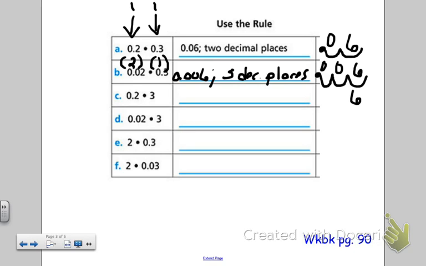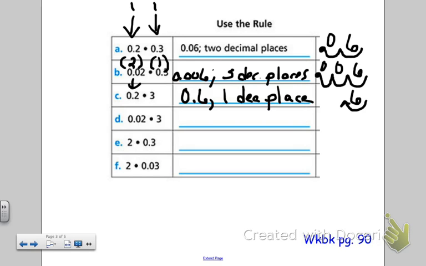I think you're going to notice that for C, D, E, and F, if you ignore the decimal points, you're basically doing 2 times 3 in all of them. But now where to put the decimal point? It looks like we only have 1 decimal place in our very first factor, and that's it. So I need 1 decimal place in our product, and that's going to give me 6/10.